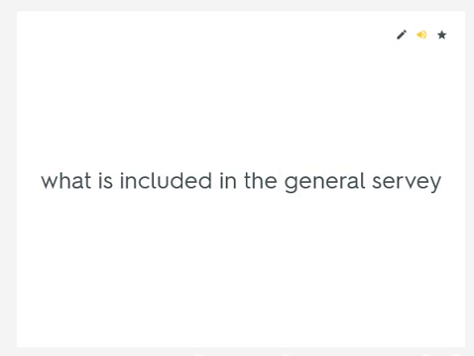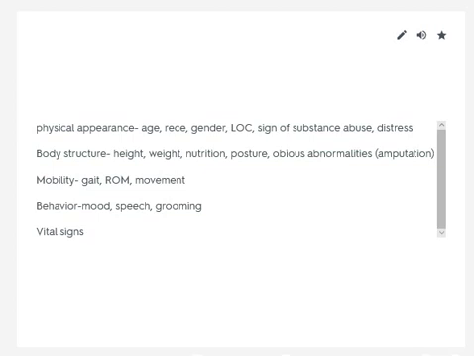What is included in the general survey? Physical appearance, age, race, gender, LOC, signs of substance abuse, distress, body structure, height, weight, nutrition, posture, obesity, abnormalities, mobility, gait, ROM, movement, behavior, mood, speech, grooming, vital signs.